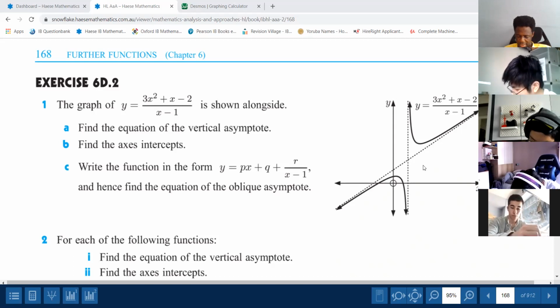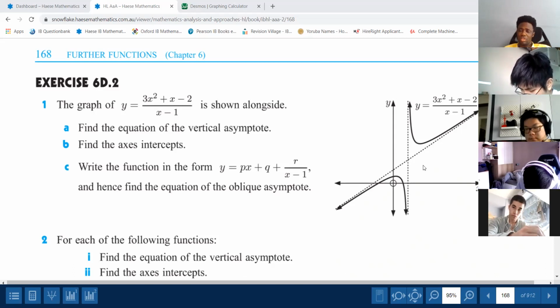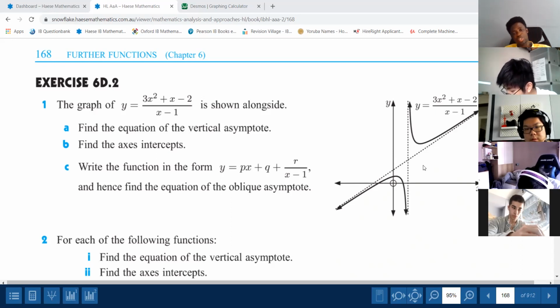Mr. Alex. Vertical asymptote is when x is equal to 1. No. What do you mean vertical asymptote is when x is equal to 1? What does that mean? You only listen to the part when I say when x is equal to. You were not listening to the context when I was discussing with him. Vertical asymptote is when x minus 1 equals to 0, which gives x is equal to 1.